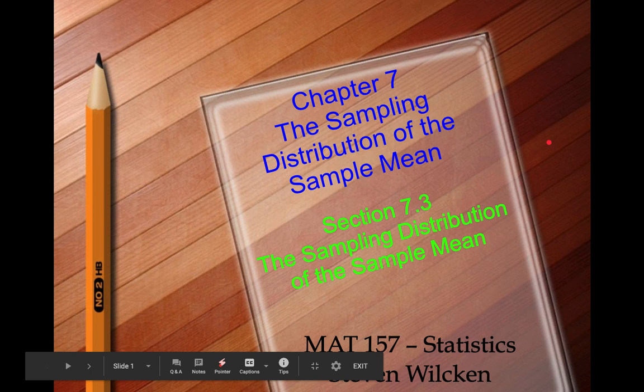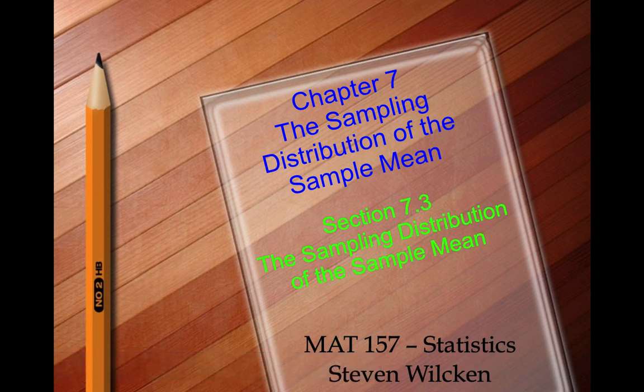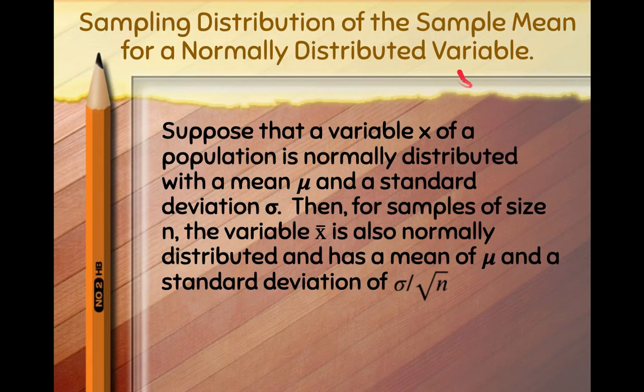Continuing on with the sampling distribution of the sample mean, we're looking at section 7.3. So we've looked at what we mean by the error, what we mean by a sampling distribution. We figured out how to find the mean of the sample mean and the standard deviation of the sample mean. Now we're going to work with normally distributed variables and see what we can do with this to actually get some numbers in here.